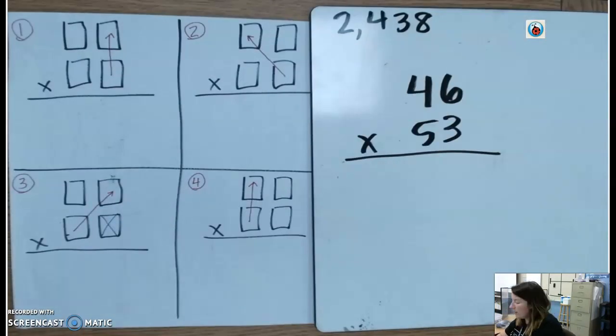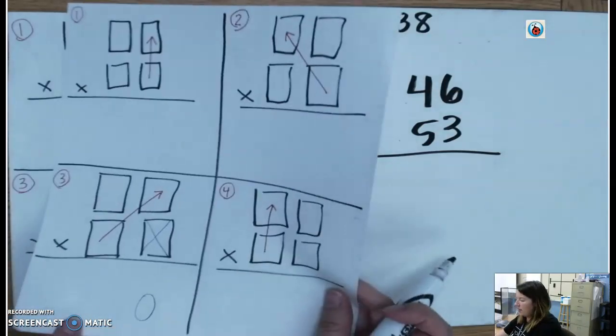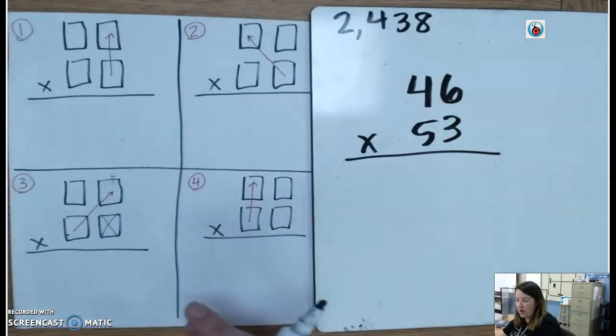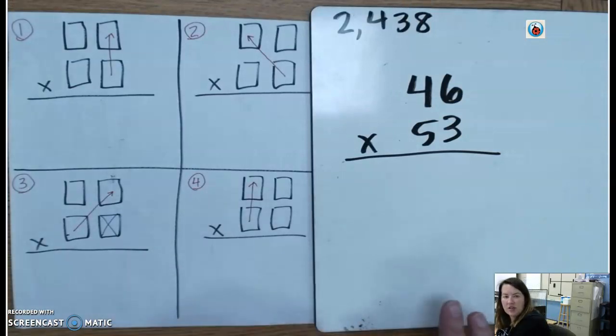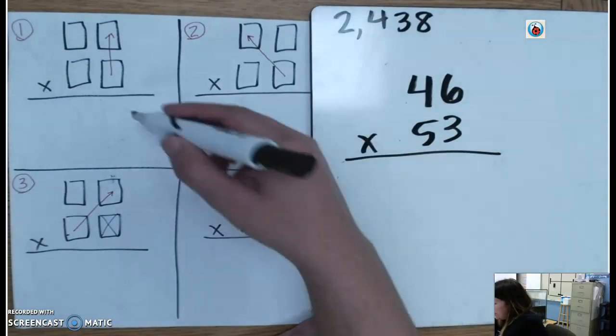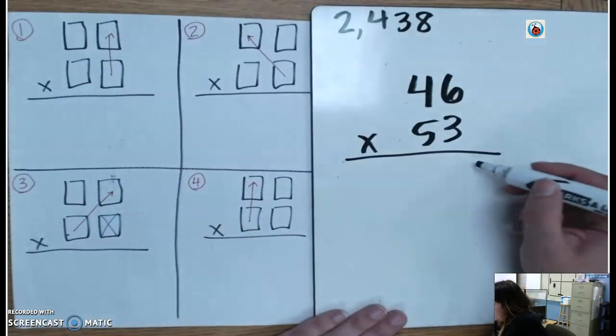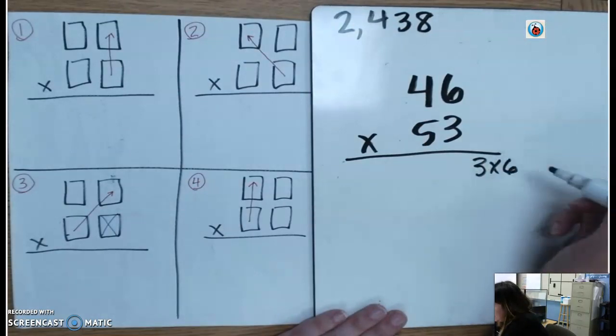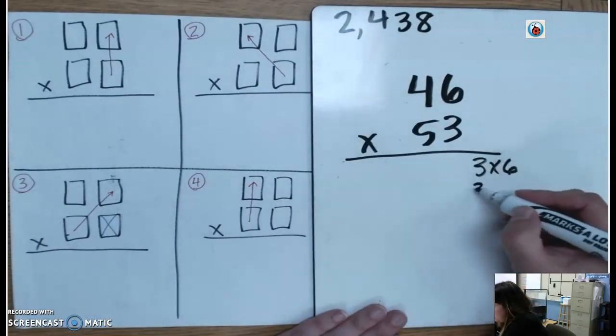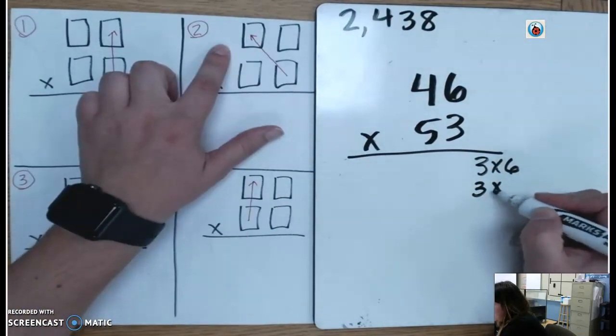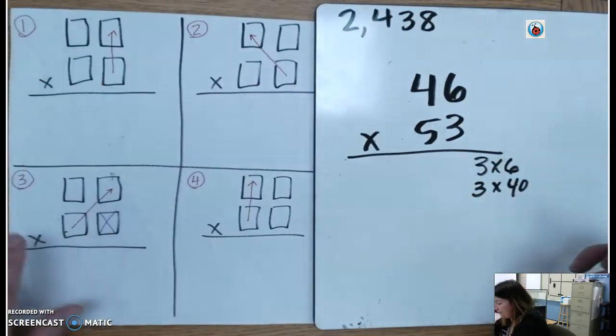So here I have the same problem, ready to do partial products. So I switched out my paper. So this one had the 0 on it for standard algorithm. This is my instruction for partial products. And I'm just going to write down my equation. So step 1 says 3 times 6. Step 2 says 3 times 40.